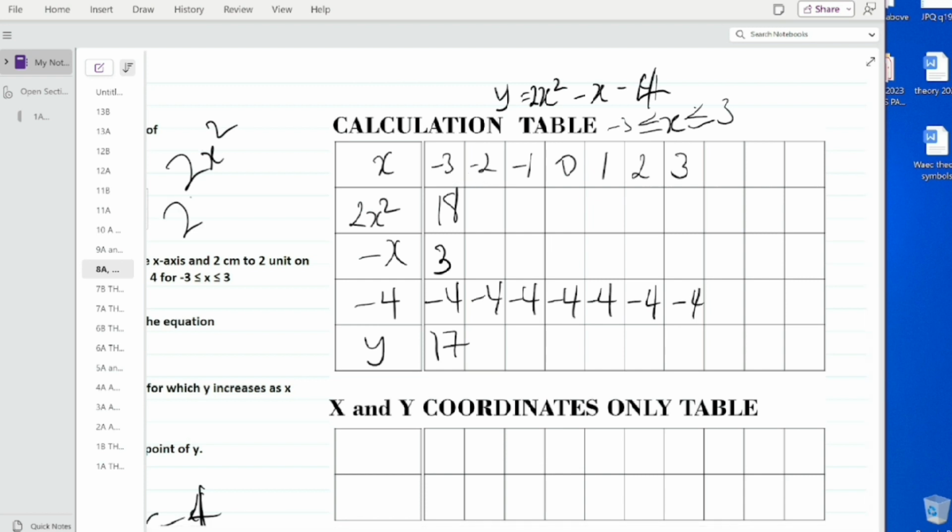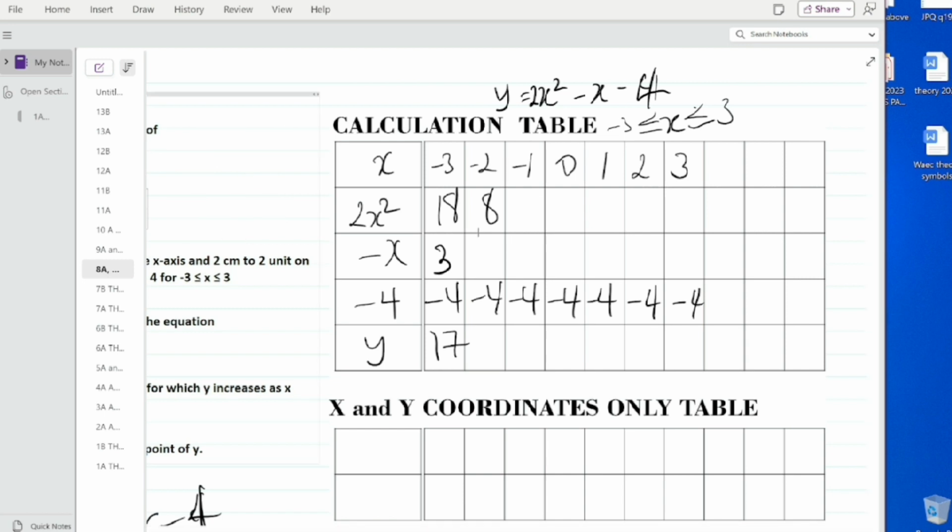So we have 2 into open bracket minus 2 squared. Minus 2 squared means minus 2 times minus 2, that gives us plus 4. Minus times minus is plus. 2 times 2 is 4. So minus 2 squared is 4. That's 4 times the initial 2 will give you 8. So the value for this is 8.